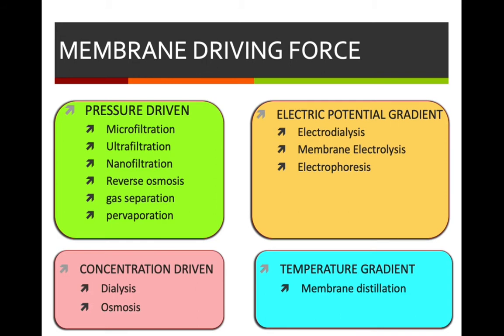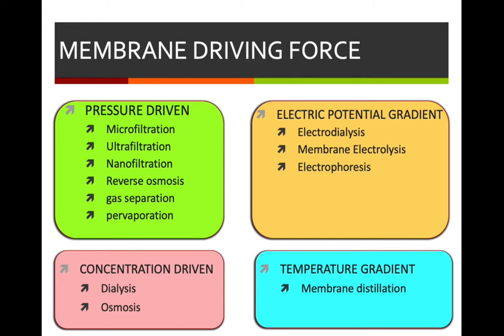Let us see the different driving forces that give the membrane its capacity to work. How the membrane works comes from different driving forces. One of them is pressure driven, then concentration driven, electric potential gradient, and also temperature gradient. These are the four types of driving force that make your membrane work. For the pressure driven, normally in microfiltration, ultrafiltration, nanofiltration, and reverse osmosis, all these four work well for the separation of water. In wastewater, they are highly used. Gas separation and pervaporation work in gas, but still require pressure.